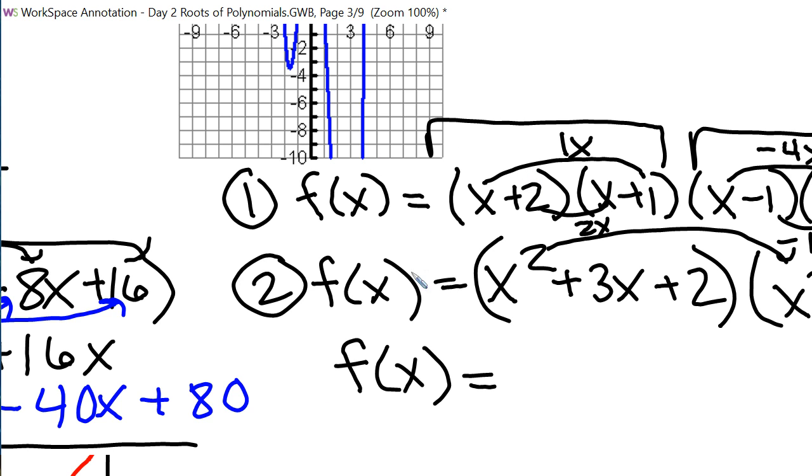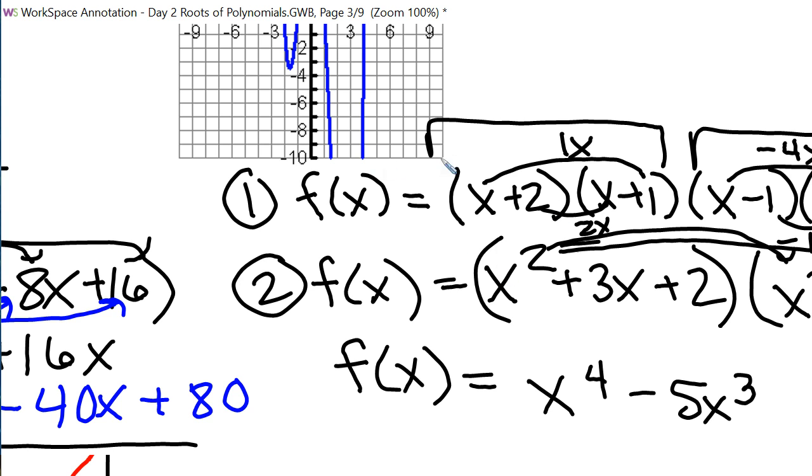So what's x squared times x squared? X to the 4th, x squared times negative 5x. Negative 5x cubed. X squared times 4. Plus 4x squared. Distribute the 3x. What's 3x times x squared? 3x cubed. And 3x times negative 5x. Negative 15x squared. And 3x times 4 plus 12x.